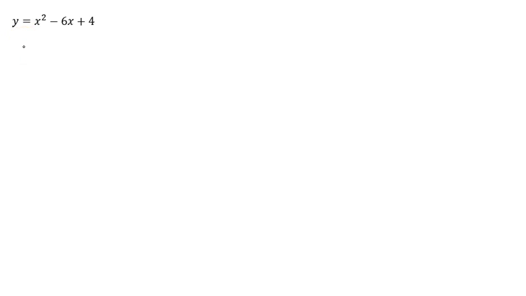Y-intercept always comes from plugging in 0 for x. Not just with parabolas, not just with lines, any function you're looking at. If you replace x with 0, you'll get your y-intercept.